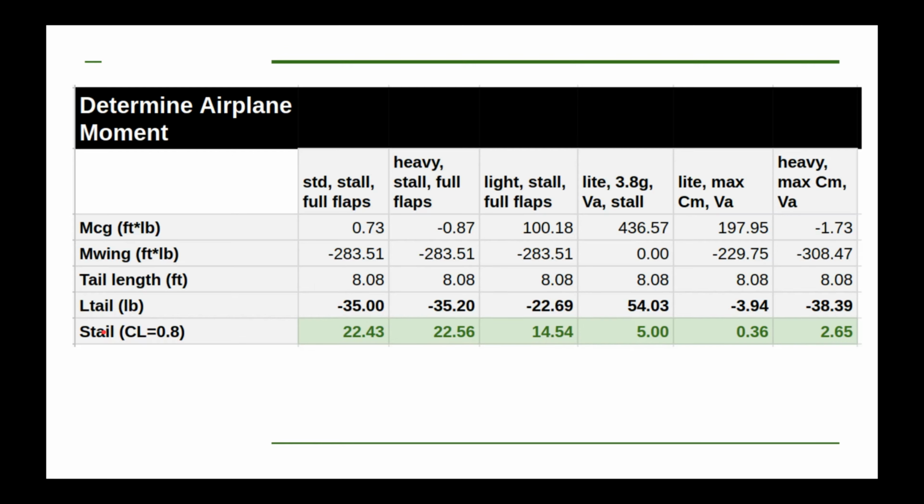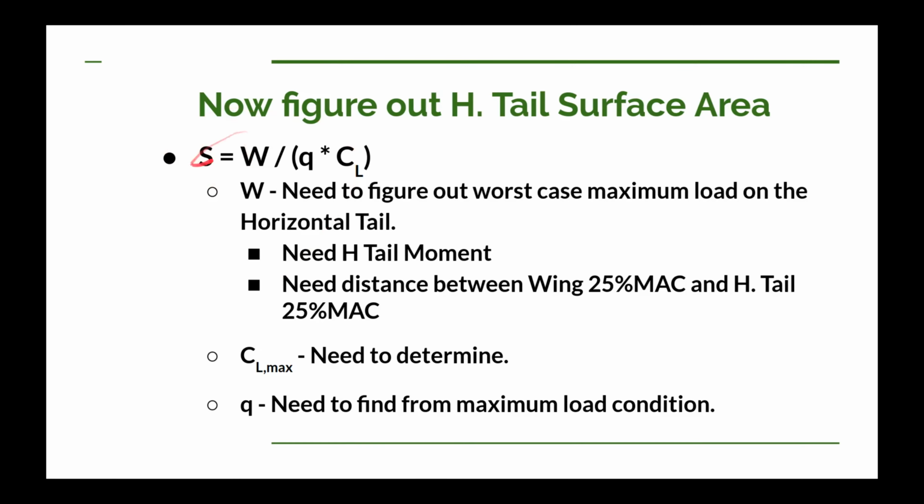Let's go back and figure out what we need to do to calculate our horizontal tail surface. So here's our calculation for the surface area. We need a load, and that's what we just finished figuring out. We need a dynamic pressure. That's going to change based on whatever speed we're operating at. And we need a coefficient of lift. Well, we know what speeds we are. We just talked about the various speeds that we're doing our calculations on for the wing moment. What is our coefficient of lift?